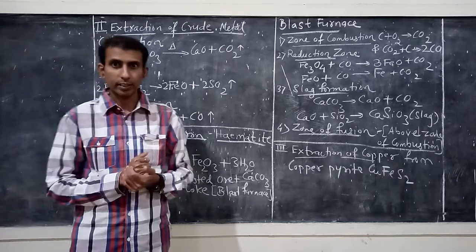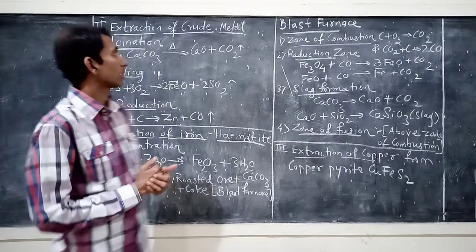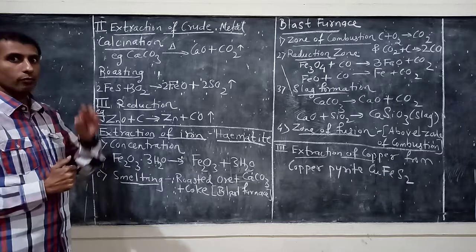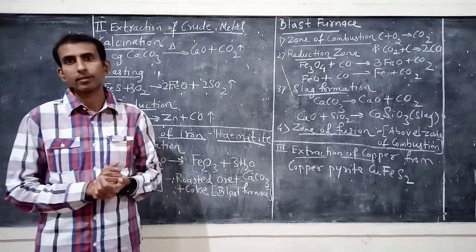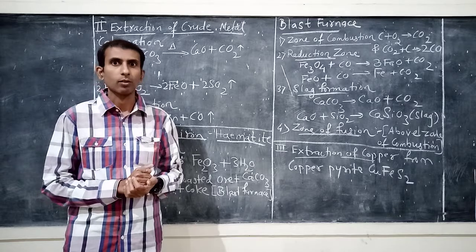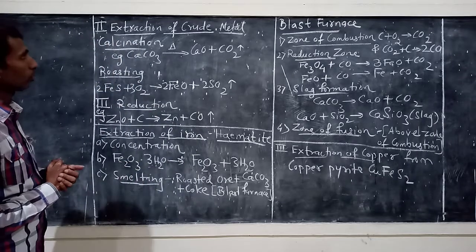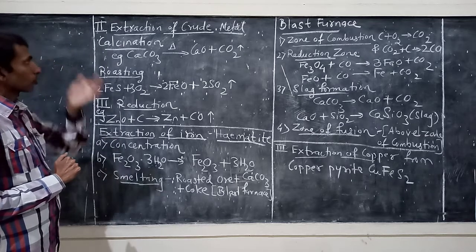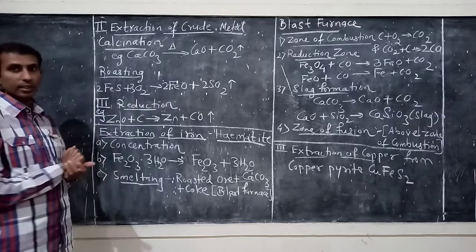So last lecture we have studied the various steps which are involved in the extraction process, extraction of metals. We have covered till the leaching method of concentration of ore. So that was the first step, concentration of ores. Now the second one is extraction of crude metal. In that, various steps are carried out.